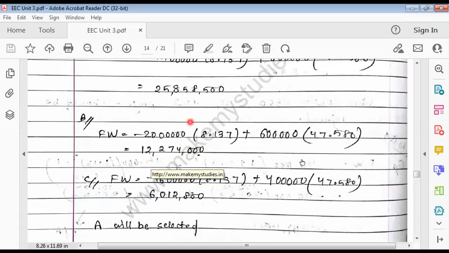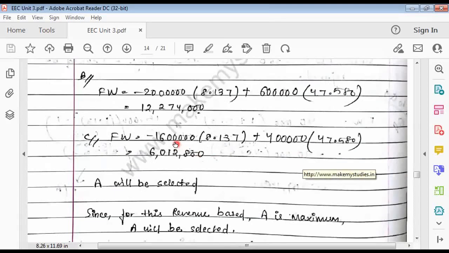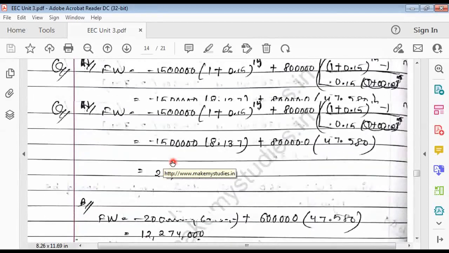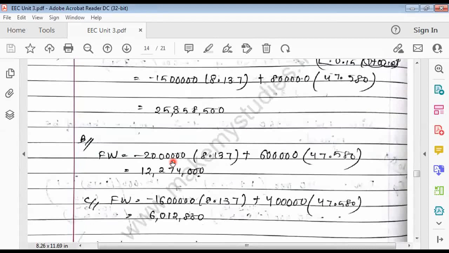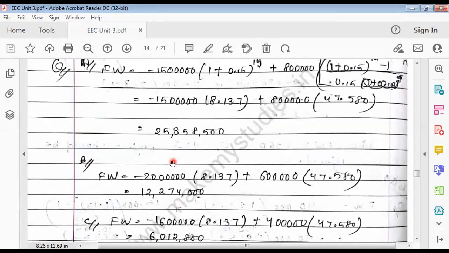And C: minus 16 lakhs times the first formula, because 16 lakh is a one-time investment, so 8.137, plus 4 lakhs every year for the next 15 years, an annuity. The second formula has been used, and the FW value we got is 60 lakhs 12,800. Correct?